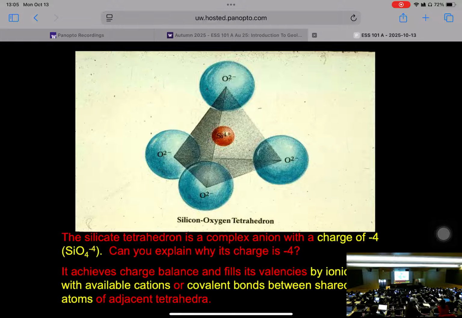That valency can be satisfied by two primary bonding mechanisms. One, bond directly with cations, ionic bonds, or two, share electrons between adjacent tetrahedra. So you form covalent bonds between tetrahedra, which means you can create tetrahedral chains, tetrahedral sheets, by forming these covalent bonds.